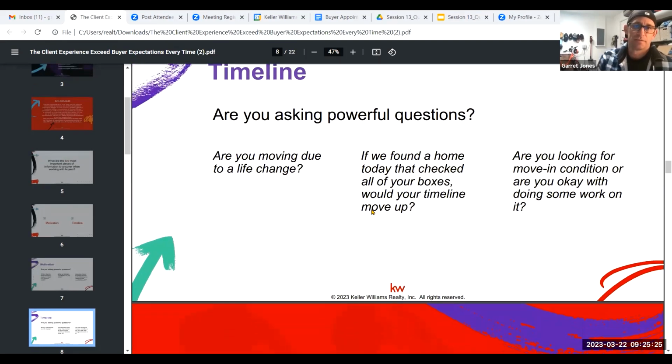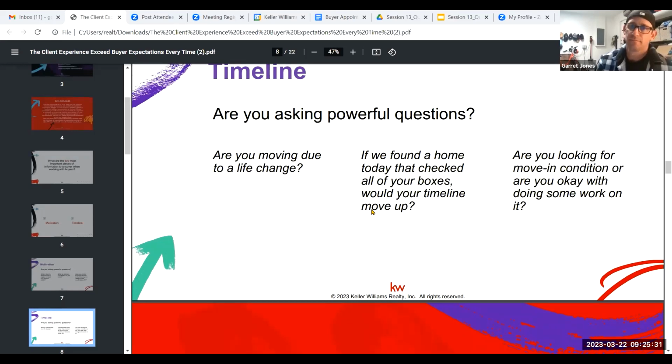Timeline questions. Are you moving due to a life change? Most of the time the answer is yes, and then we're going to get out of the smoke and get into the fire with one question, right? With 8 words. Are you moving due to a life change? If the only thing that you get out of today is one thing, it should be that question.